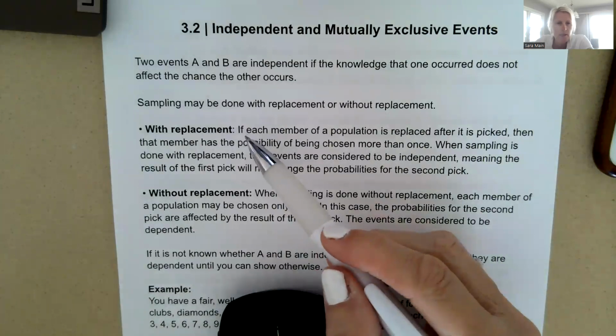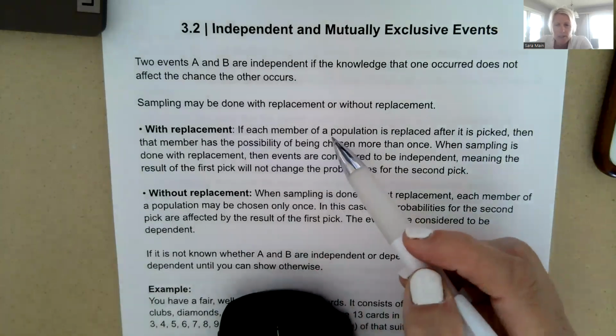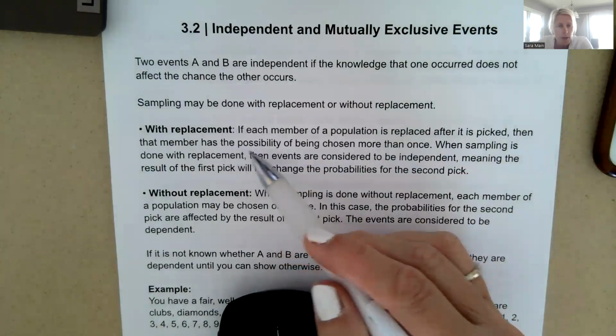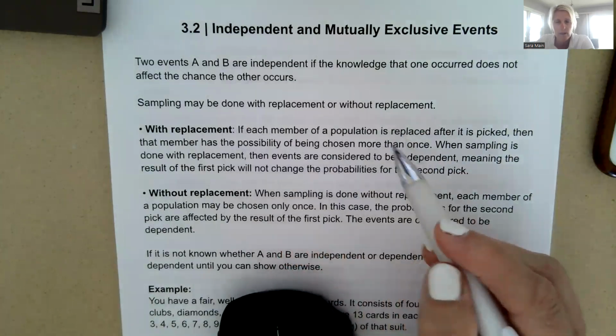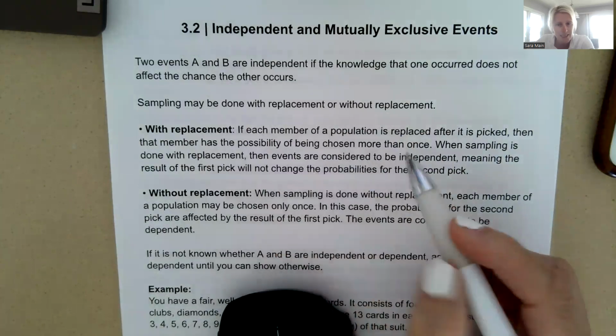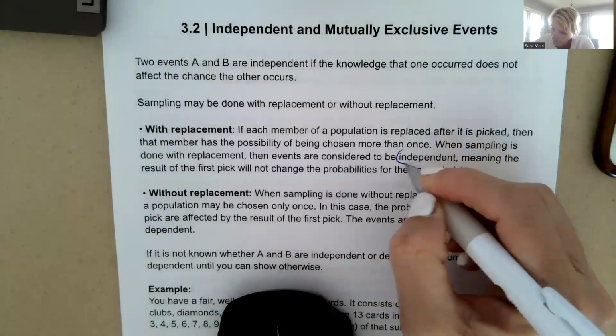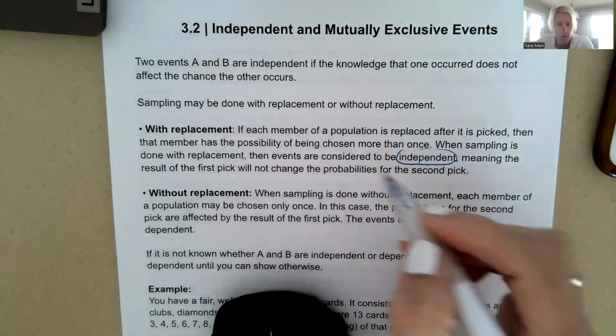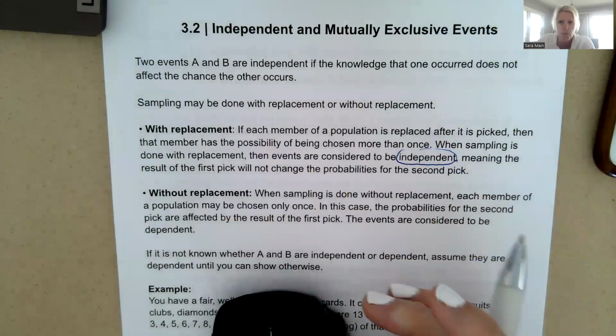With replacement is if each member of a population is replaced after it is picked, then that member has the possibility of being chosen more than once. When sampling is done with replacement, then events are considered to be independent, meaning the result of the first pick will not change the probabilities for the second pick.